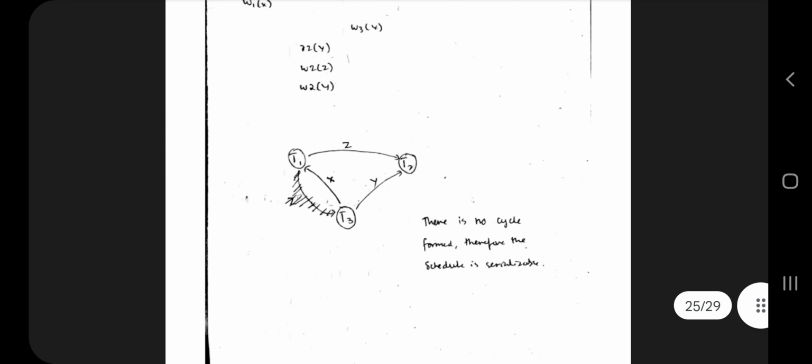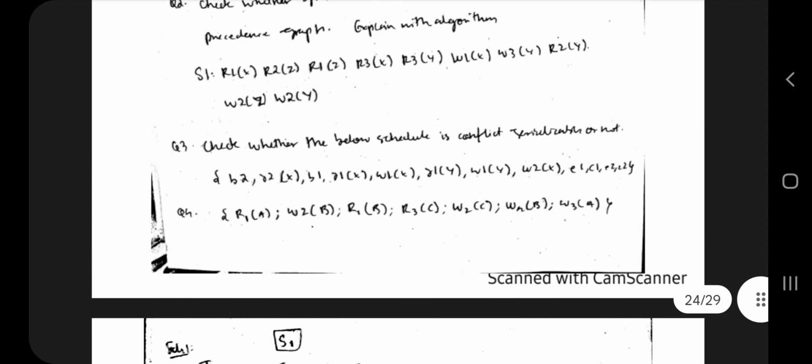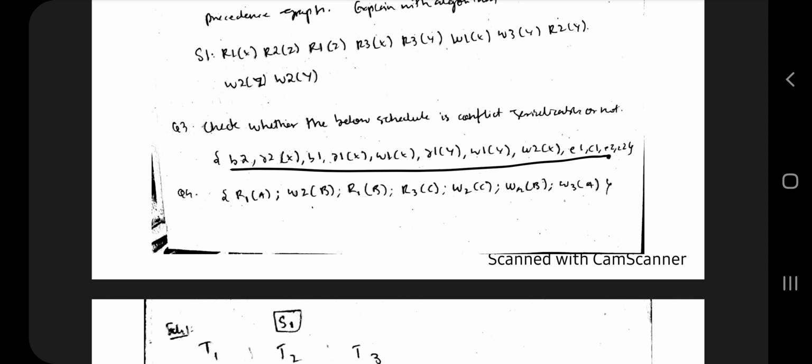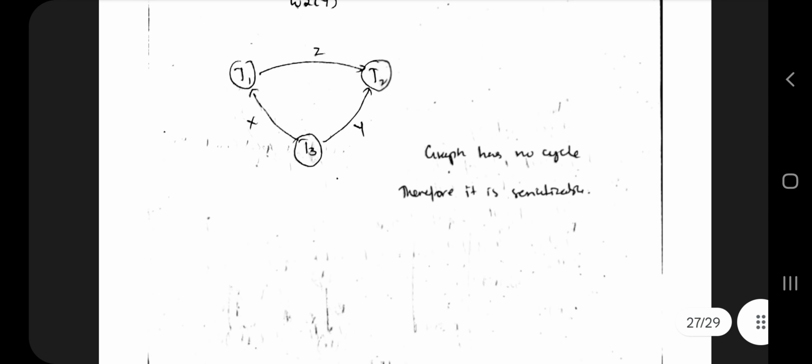And the solution to the third question, check whether the below schedule is serializable or not. We have to do the same thing here as well, and for question 4 also we have to do the same thing. So you can refer to that for more information.